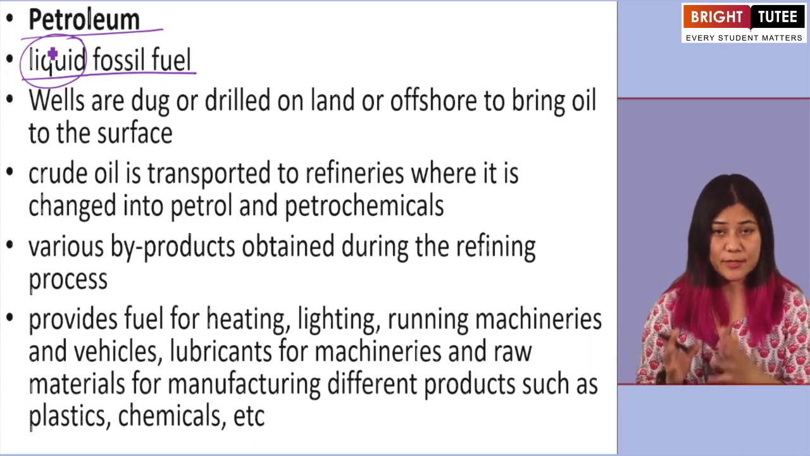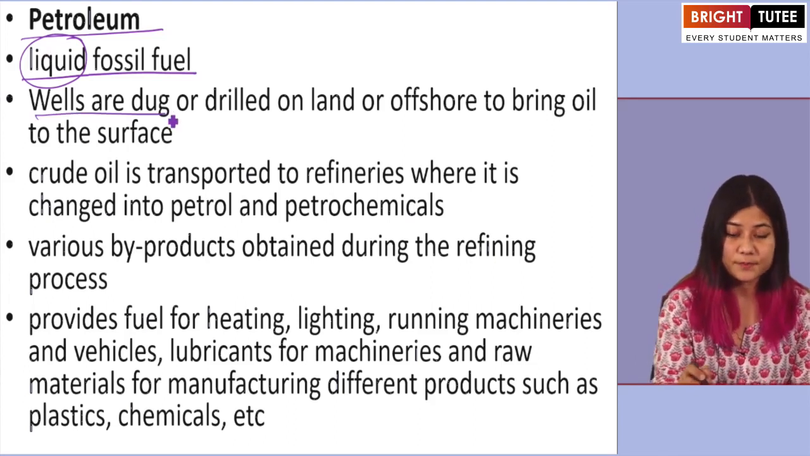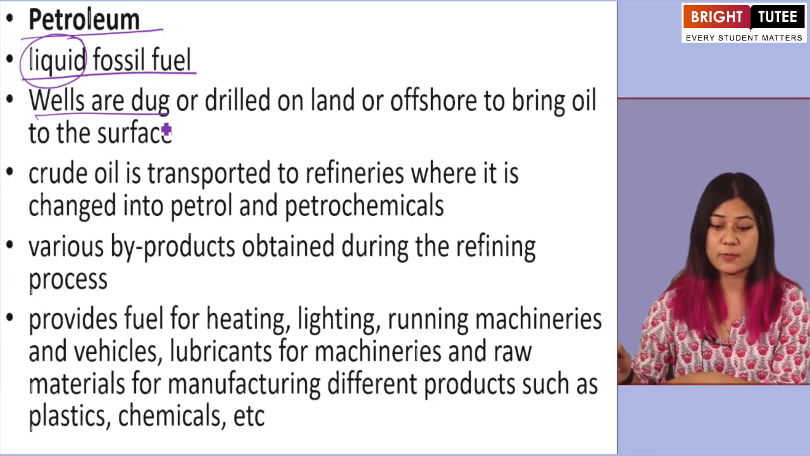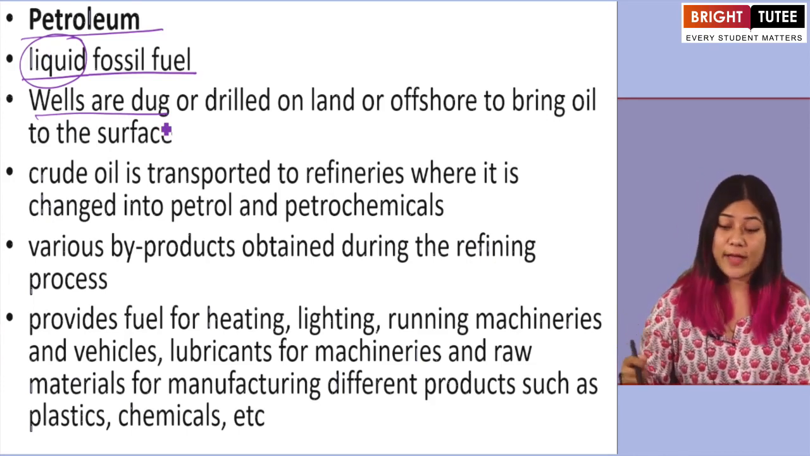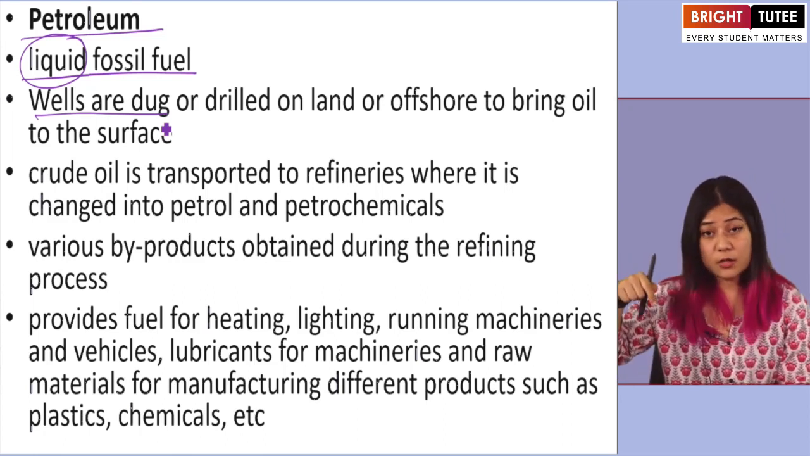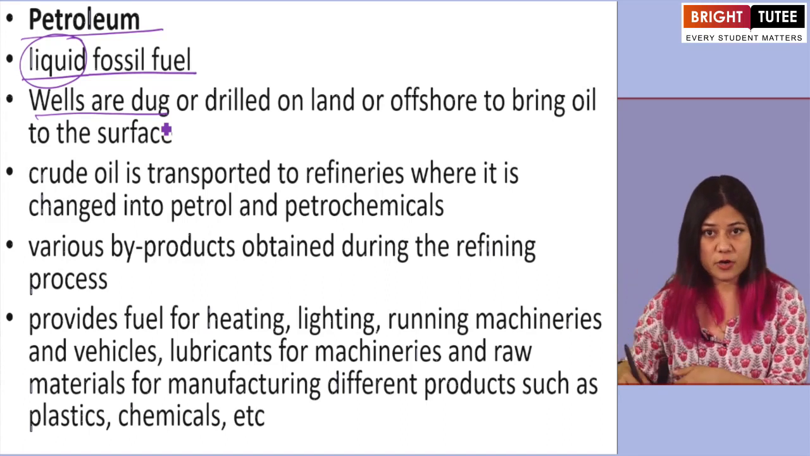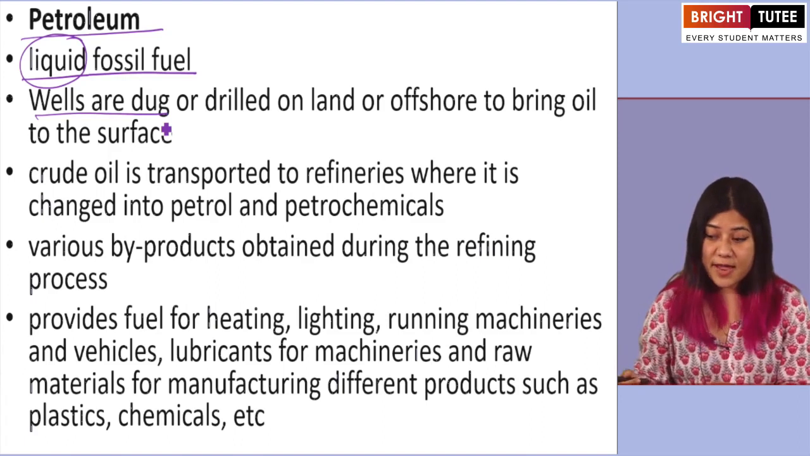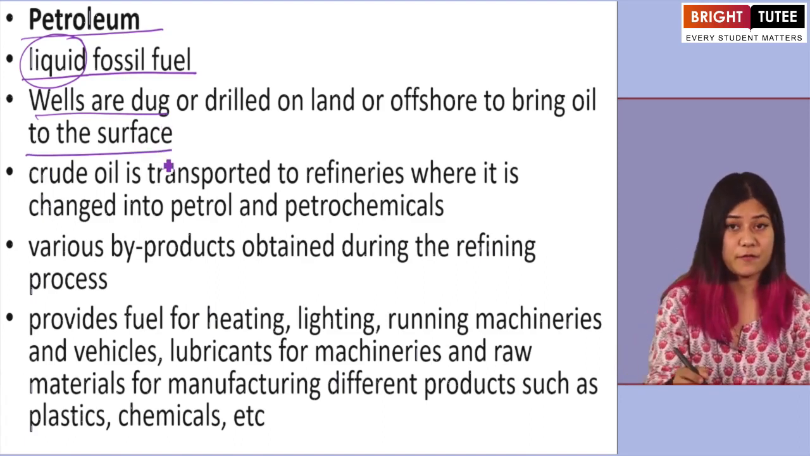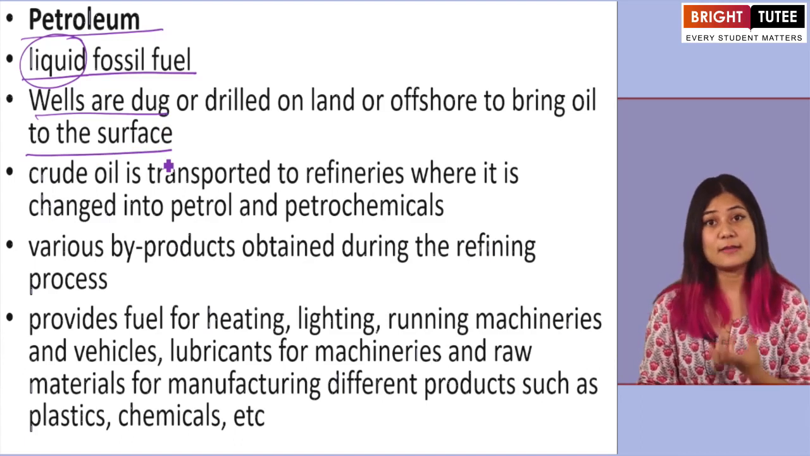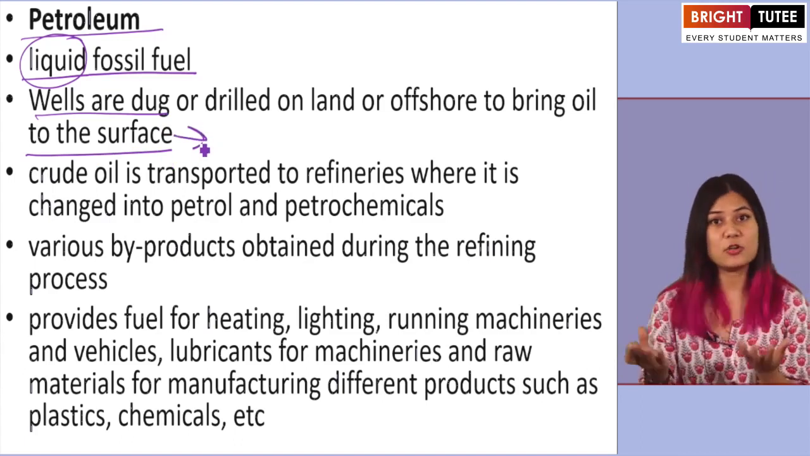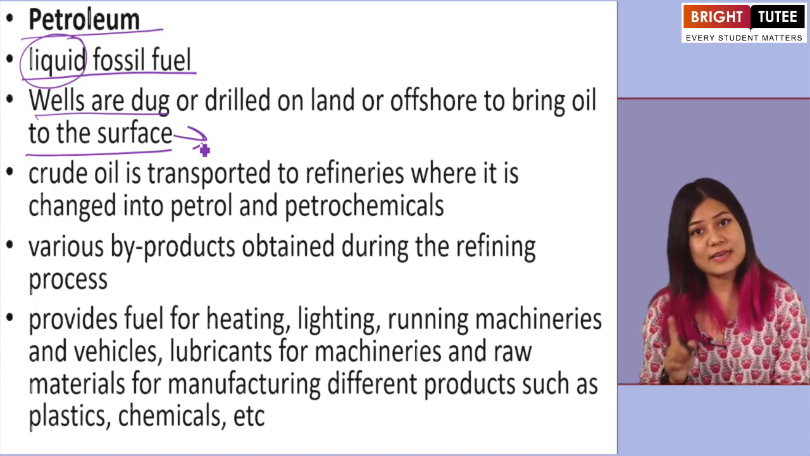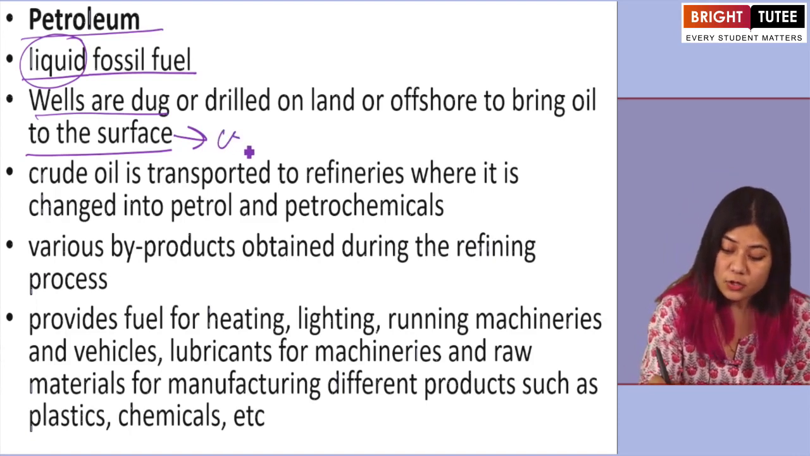For getting petroleum, wells are dug on the ground, sometimes in the sea, in the ocean as well. After digging the well, the hole is drilled even further down into the earth's crust, and from there the oil is brought to the surface. Now, the oil that comes up to the surface is not petroleum. That is not petrol. That is a liquid fossil fuel, but it is not called petroleum. It's called crude oil.